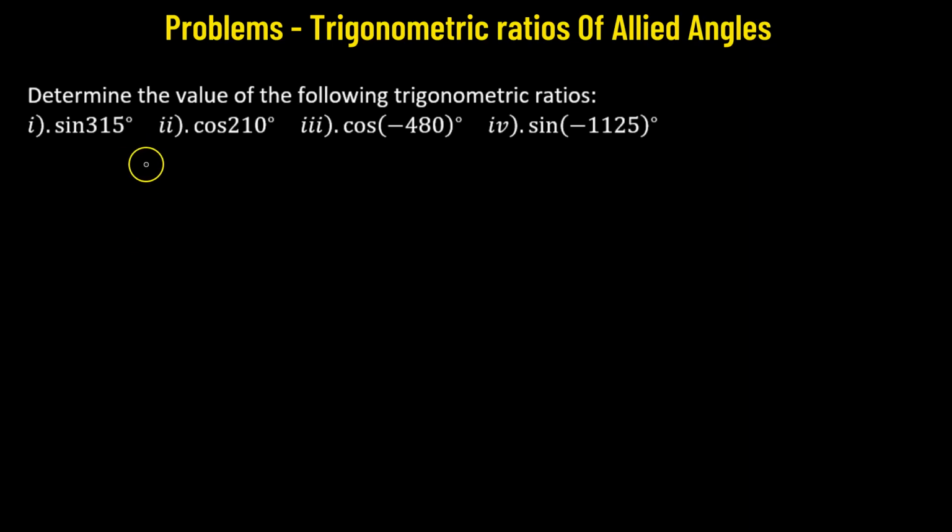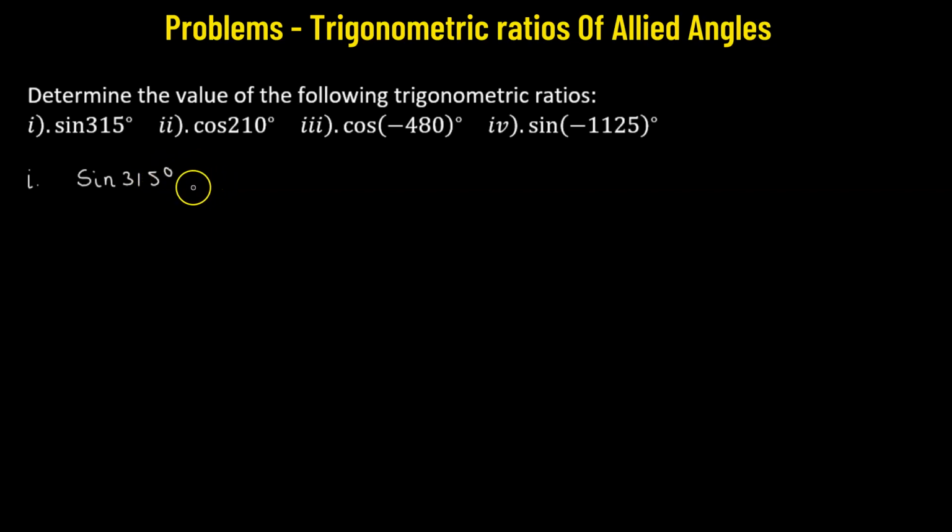So in this problem, we are given a couple of trigonometric ratios. We need to determine their value. Let us begin. So we'll start with our first one. We have to find out the value of sine 315 degrees.